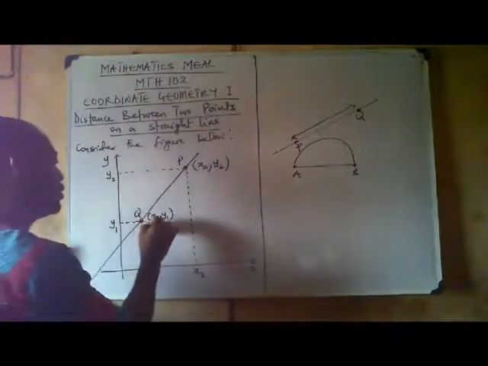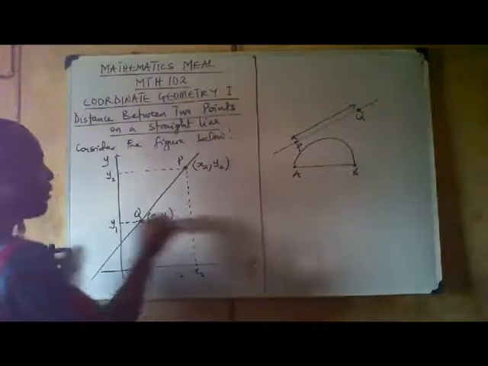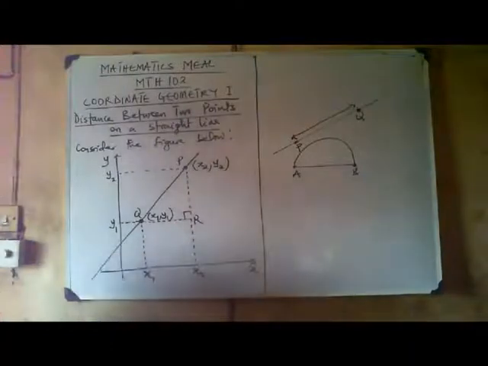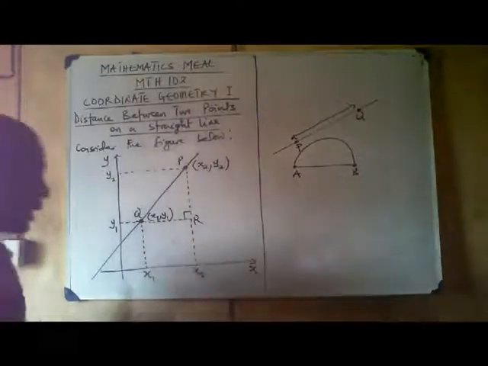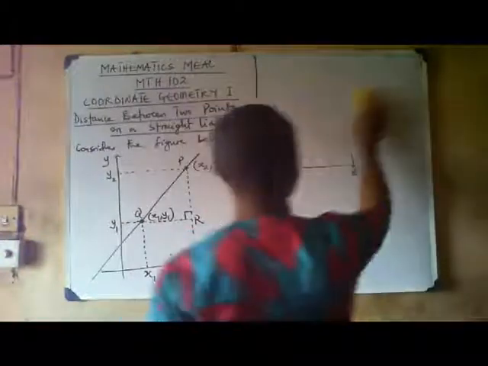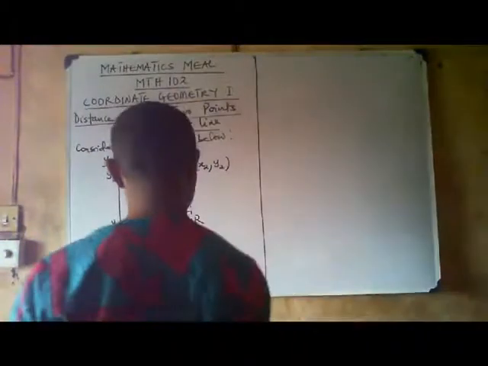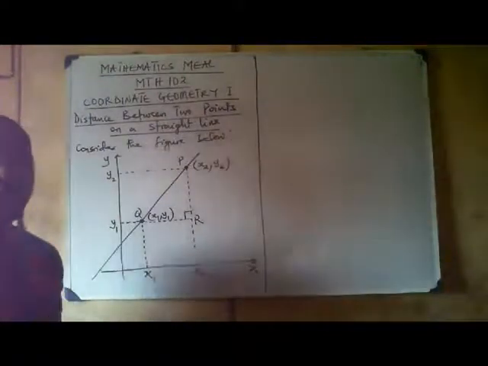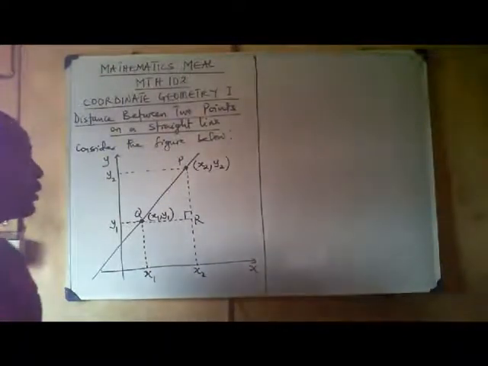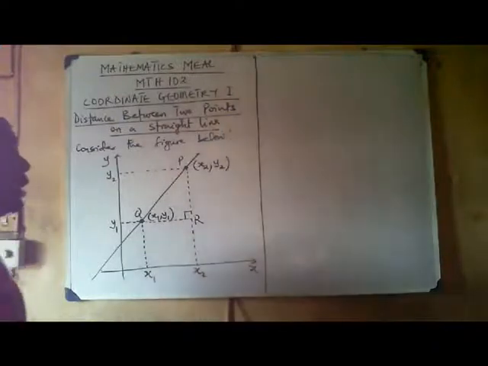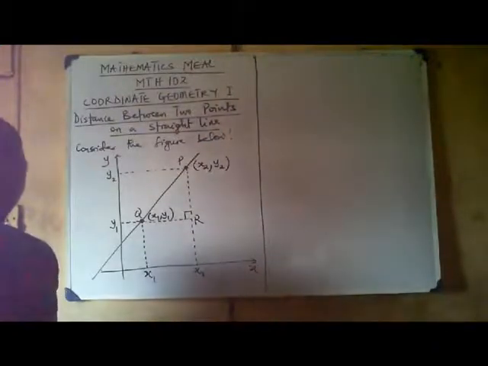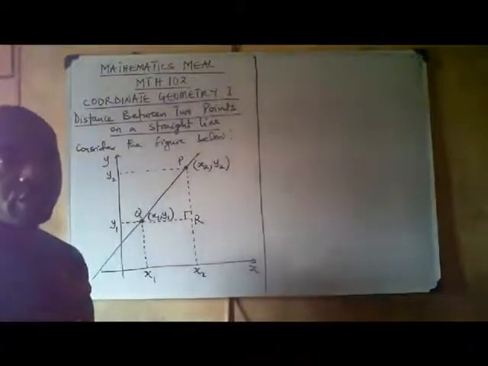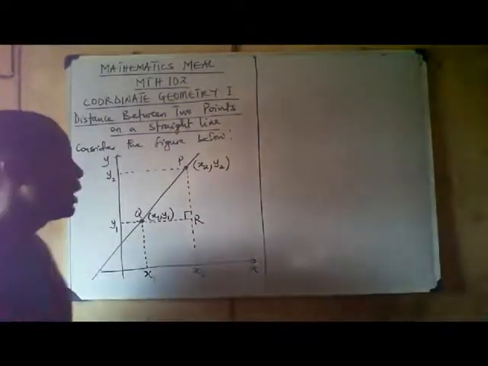Now I can join this, so I form a right angle triangle here. Let's say at point R. You remember that a right angle triangle is a beautiful triangle, for which we have the Pythagoras theorem. Pythagoras theorem states that in a right angle triangle, the square of the hypotenuse is equal to the sum of the squares of the other 2 sides, provided the triangle is actually a right angle triangle.